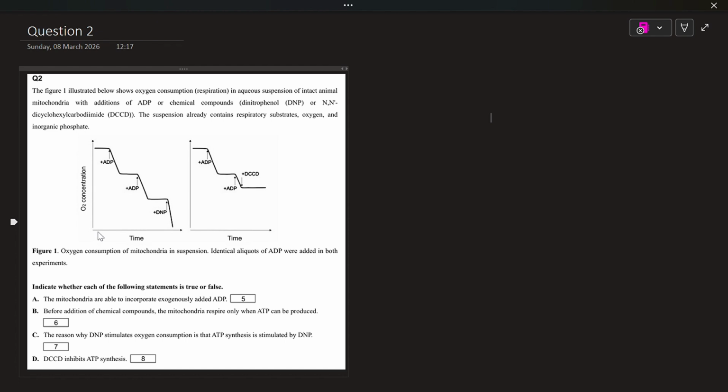We can see here the x-axis represents time and the y-axis represents oxygen concentration. Figure 1 is oxygen consumption of mitochondria in suspension. Identical aliquots of ADP were added in both experiments. If you don't know what identical aliquots of ADP means, it means that every plus ADP sign added in this graphic, here, here, and here, has the same exact volume and concentration.